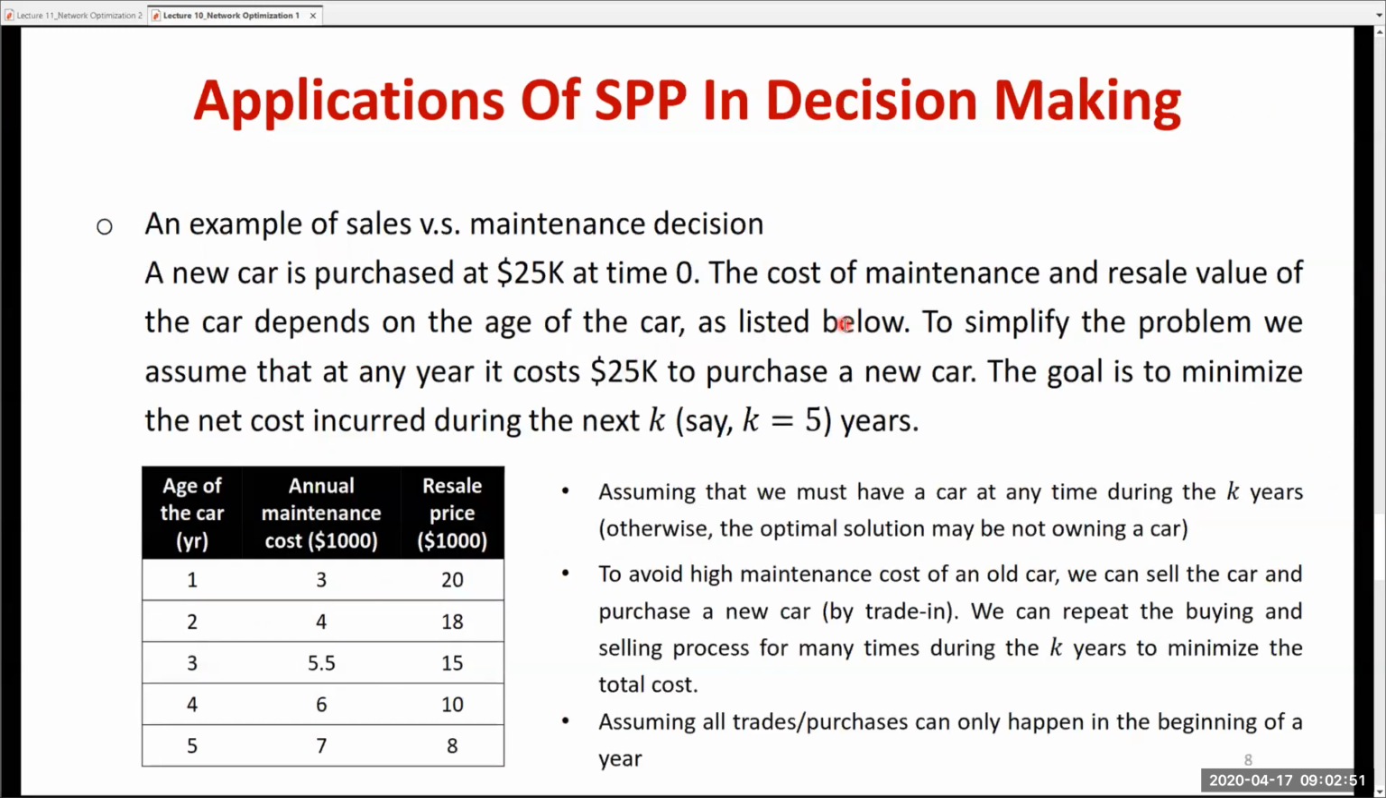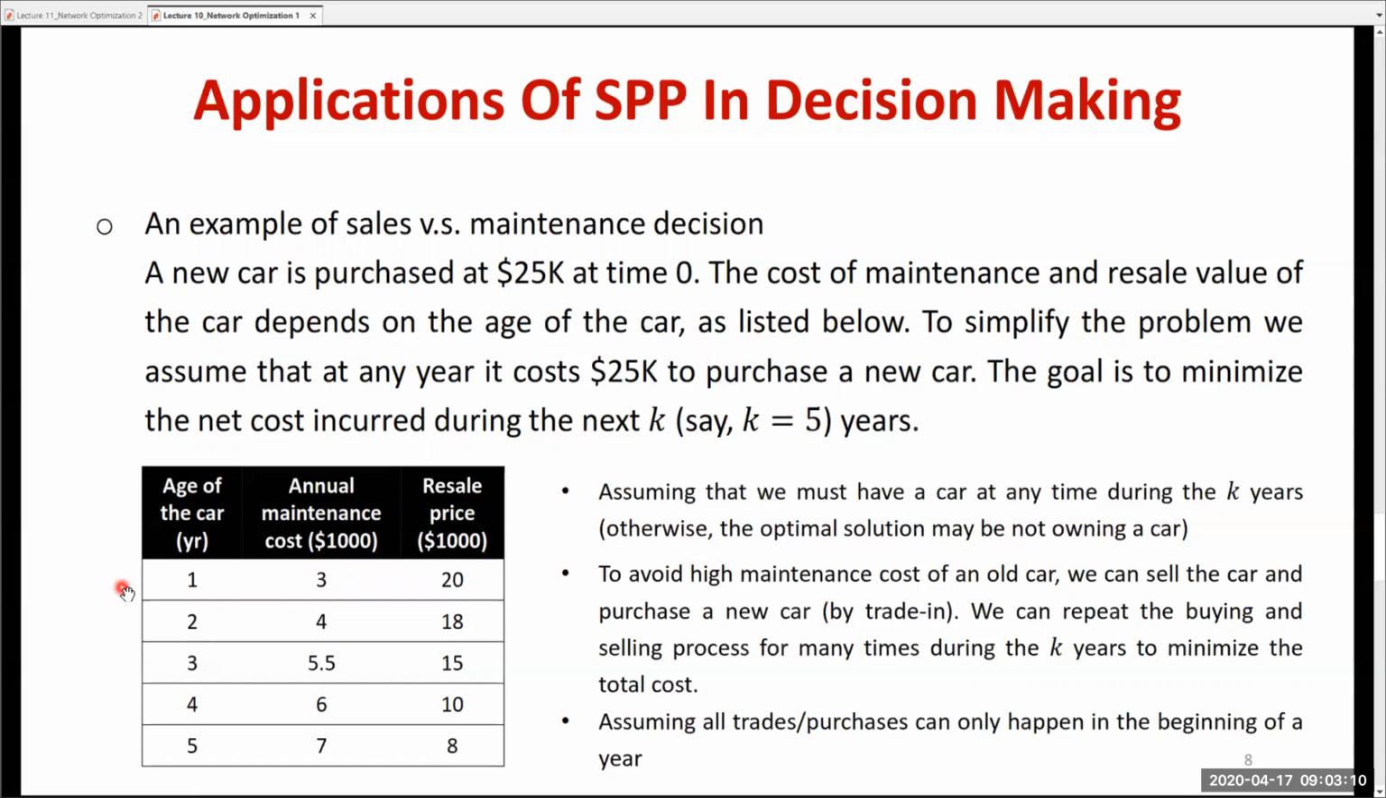Today, we're going to introduce another application of the shortest path problem, which is decision making. It is very, very common in business strategies, or let's say this example is a buy and sell maintenance decision strategy. So the problem description is as follows.